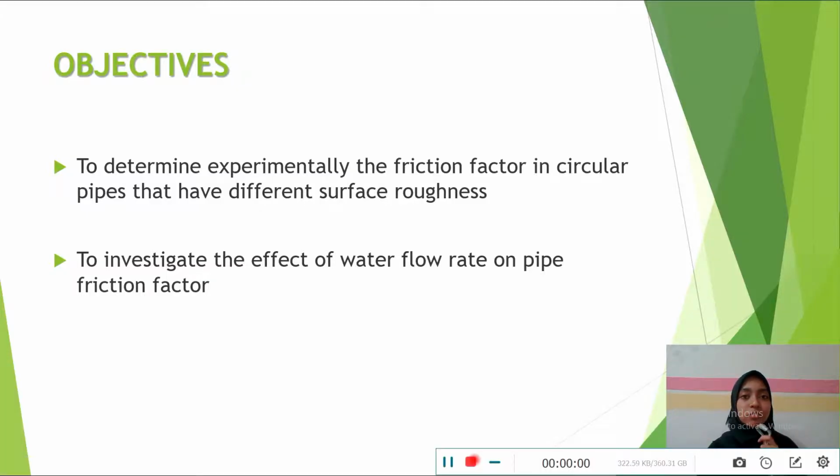So the objective of experiment 3 is to determine experimentally the friction factor in circular pipes that have different surface roughness, and to investigate the effect of water flow rate on pipe friction factor. Next.